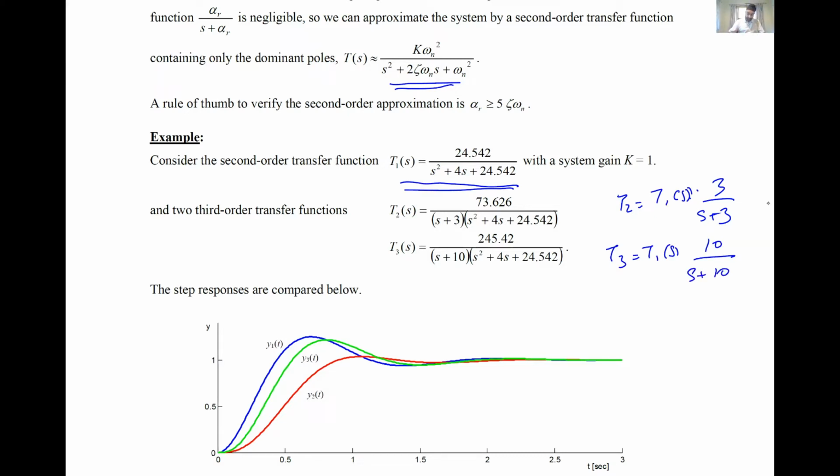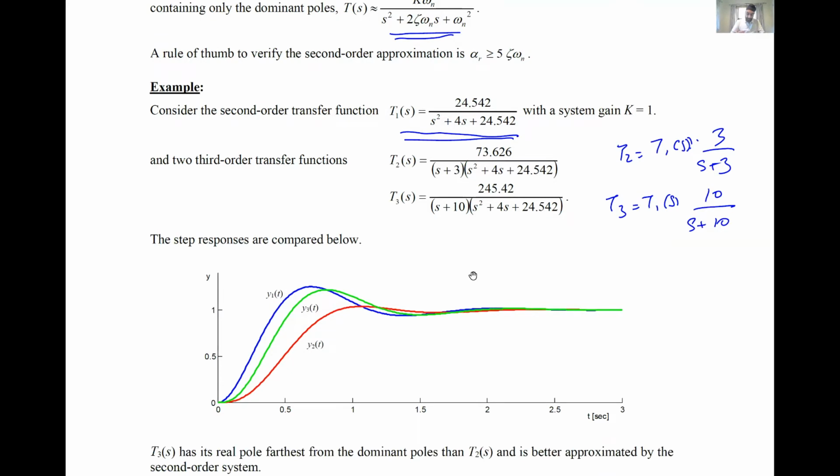We can see that if we compare the response of these three transfer functions, the response of y1 is given by the blue curve. The response of y3 is given by the green curve, which has a pole at s equal to minus 10. And the response of y2 is given by the red curve.